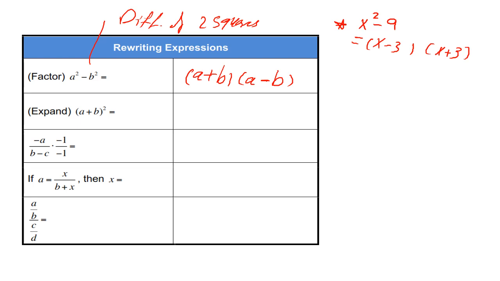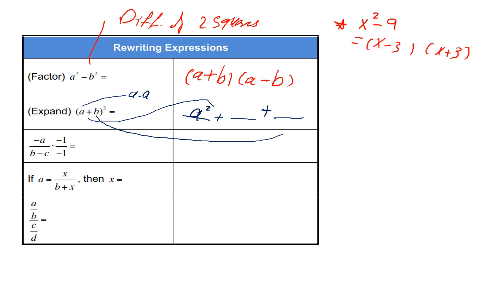Number 2, how can I expand a bracket to the power of 2? Expanding the bracket to the power of 2 gives me 3 terms. The last sign is always positive, and since this sign is positive, this sign is positive. Now, a multiplied by itself is a squared. B multiplied by itself is b squared. And the middle term is a multiplied by b multiplied by 2, so it's 2ab.